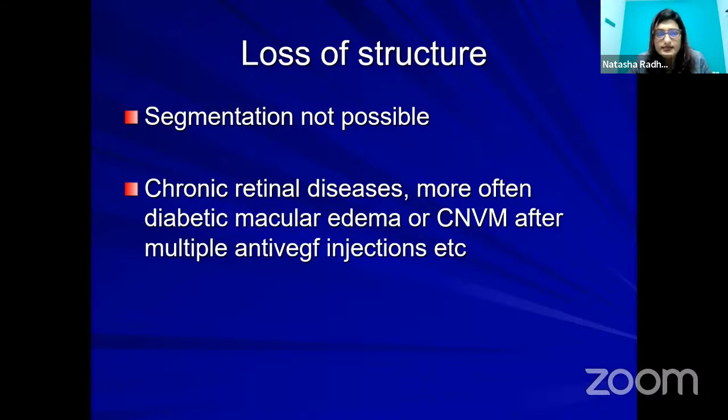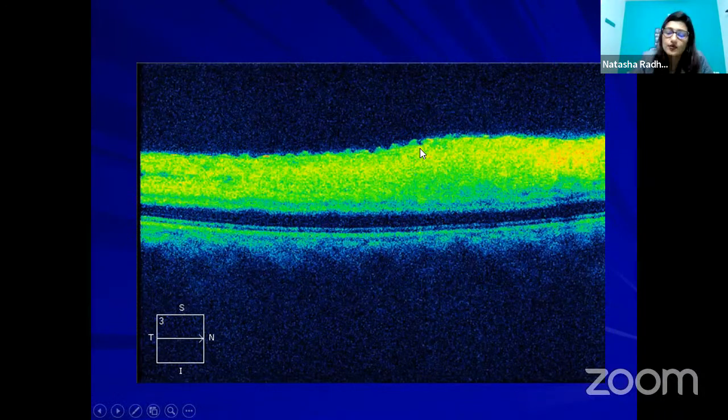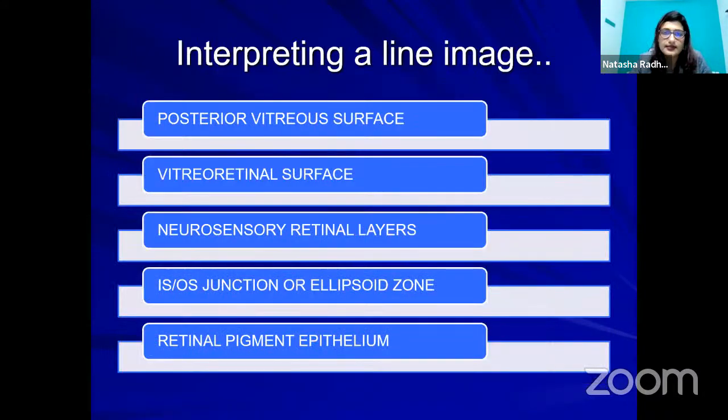So chronic retinal diseases, especially DME or CNVM that have been treated, will cause loss of structure. Sometimes you can get severe hyperreflectivity and loss of structure, and that is usually seen when there is an arterial occlusion, cloudy swelling of the retina.